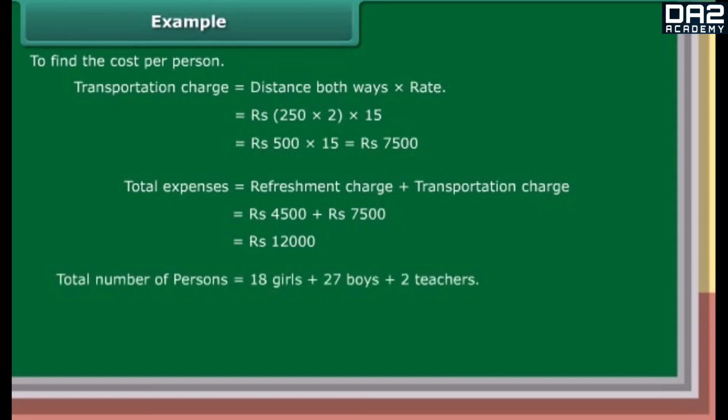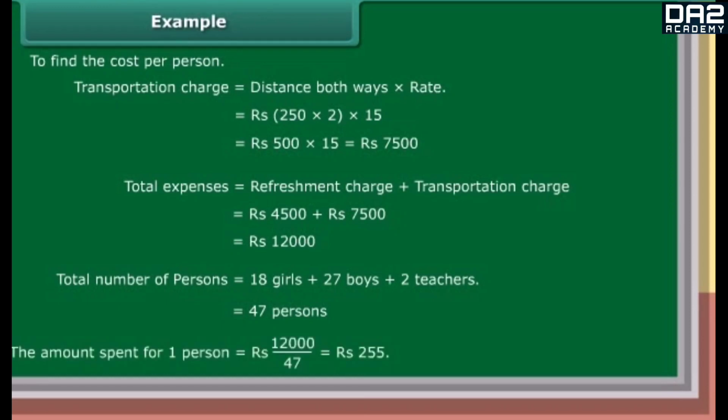Total number of persons is equal to 18 girls plus 27 boys plus 2 teachers, which is equal to 47 persons. The amount spent for one person is equal to rupees 12,000 upon 47, which is approximately rupees 255.